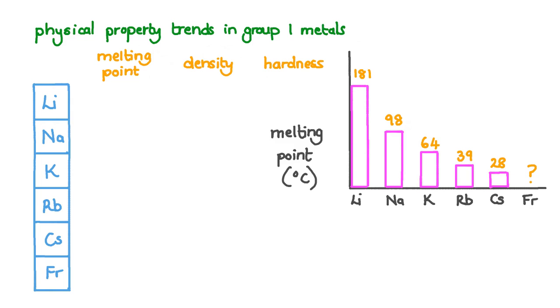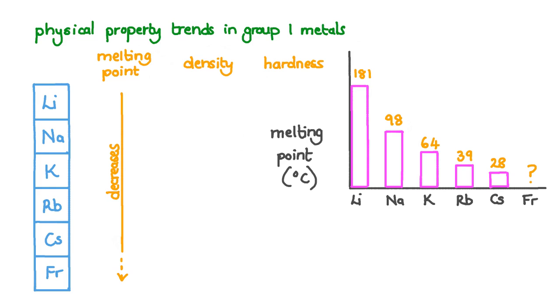We'll start with melting point. The bar graph shows visually the melting points in degrees Celsius of the group 1 metals. Here they are rounded off without decimal places. We can see that moving down the group from lithium to sodium to potassium to rubidium to cesium, the melting point decreases. What about francium? According to the general trend, we can predict that francium will probably have a lower melting point than cesium. Francium's melting point is estimated to be about 27 degrees Celsius.